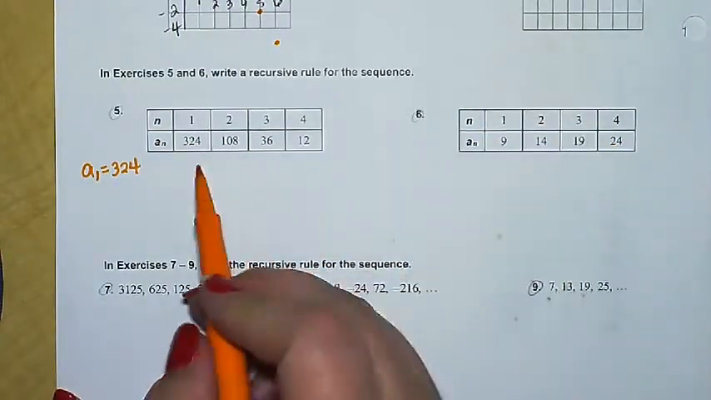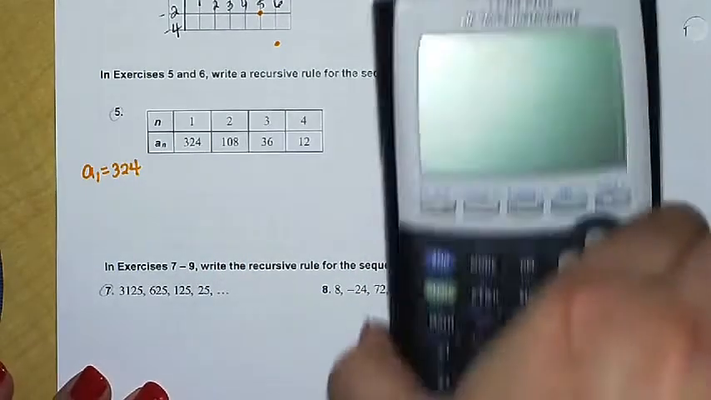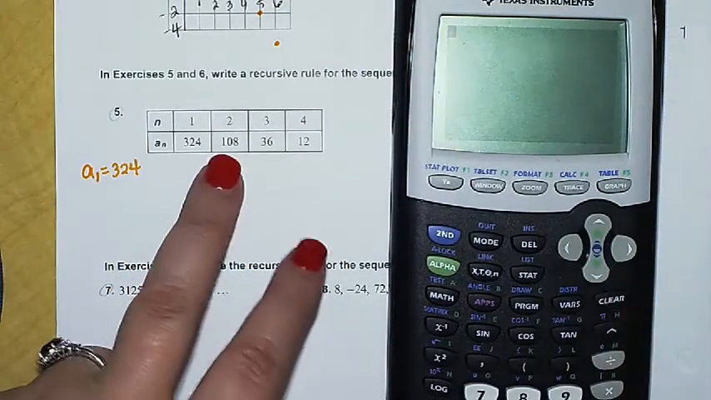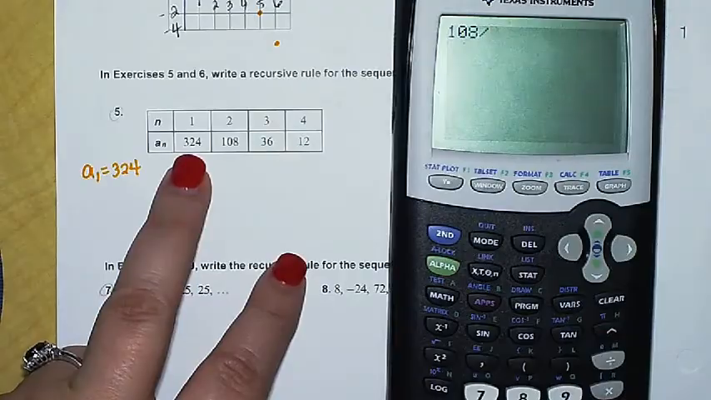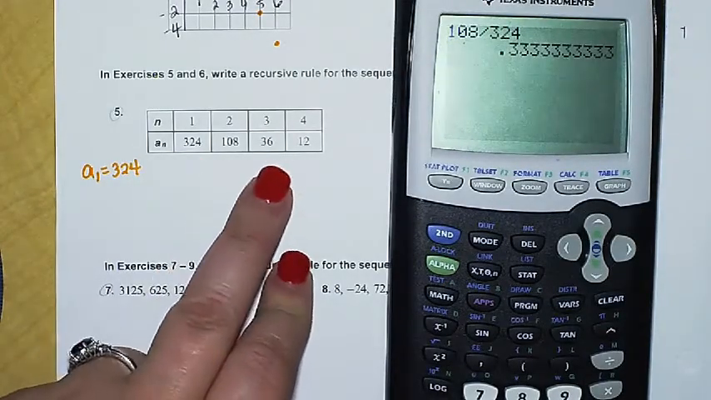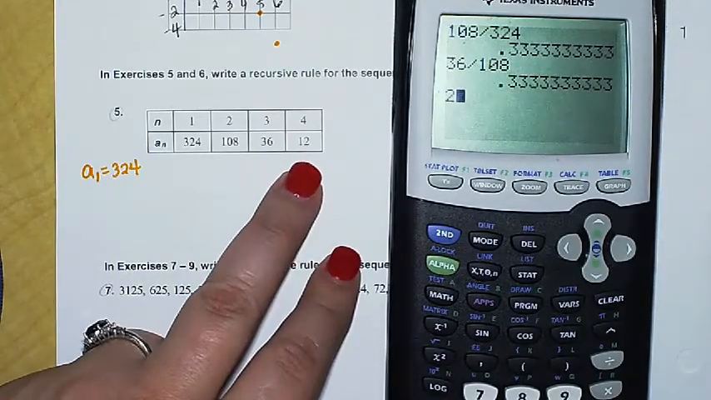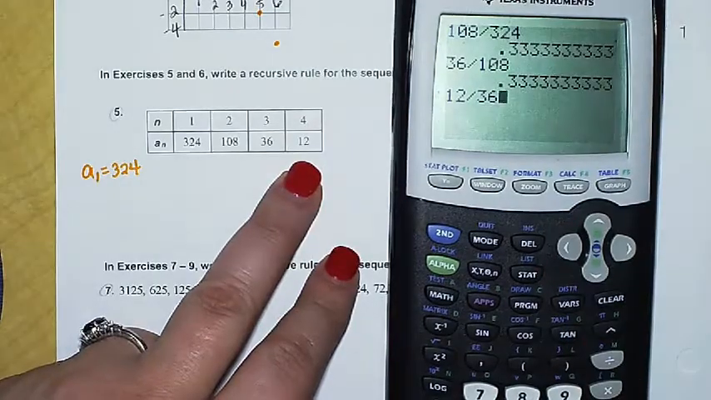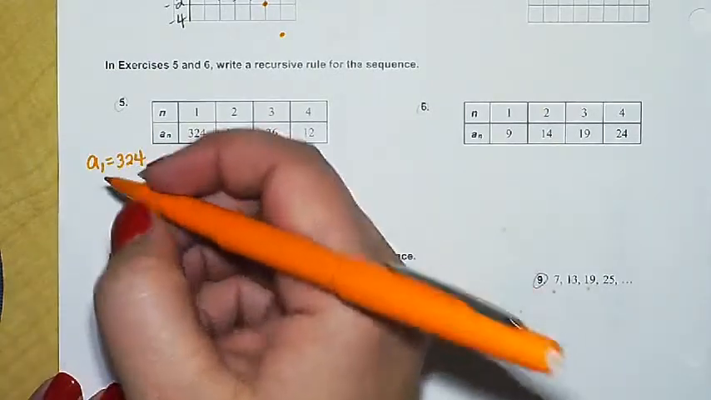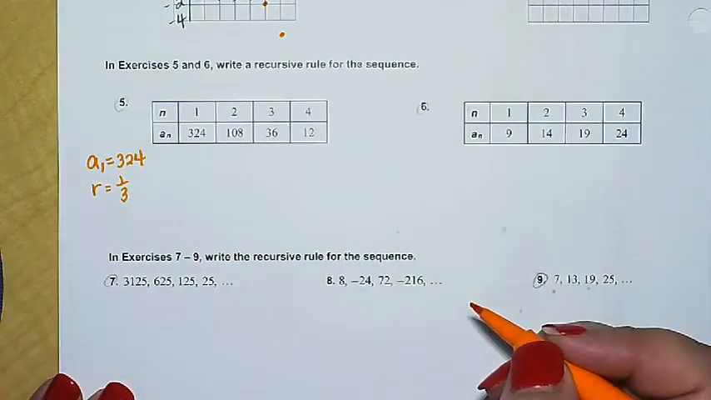Okay, and then all we need to do is spot what the pattern is. We could check to see if it's geometric or arithmetic. The fact that this difference is so much different than that tells me this is probably geometric, but let's check. So 108 divided by 324 gives me 1/3. And then if I do 36 divided by 108, I get 1/3. 12 divided by 36 is going to be 1/3. So we have a sequence that starts at 324 and has a common ratio of 1/3.